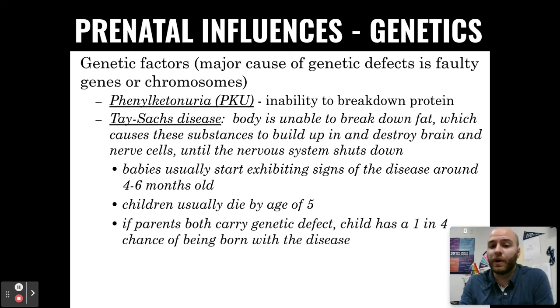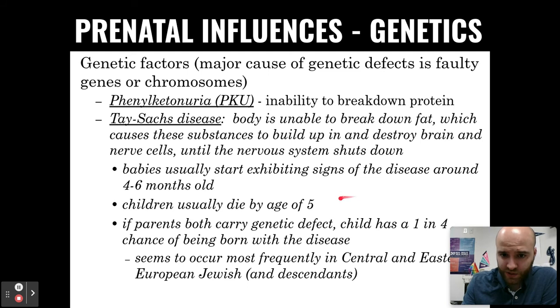If both parents carry the genetic defect, the child has a 1 in 4 chance of being born with the disease, which shows a very large genetic link. And it seems to occur most frequently in Central and Eastern European Jewish populations, which also has a reference to culture and people marrying others who are similar to them and having children with people who are similar to them, and similar genetic issues in the population.